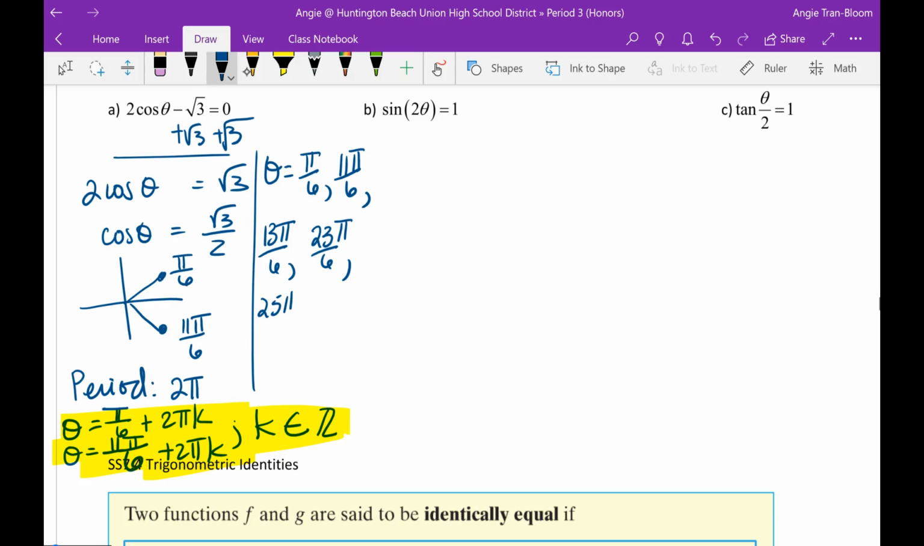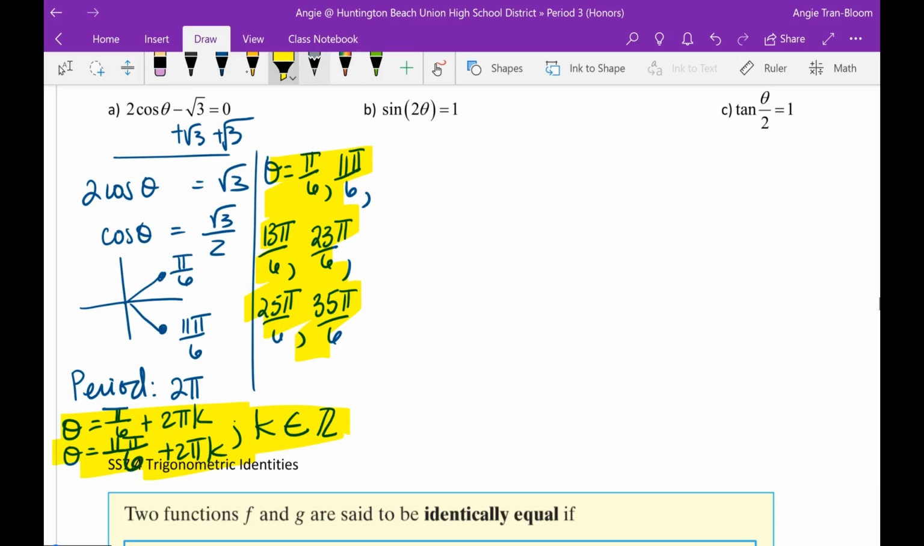13 pi over 6, comma, 23 pi over 6, that's 4. 2 more. 25 pi over 6, and is that okay? 37? 35? Okay. Remember we're adding 12, so that's 35. Okay. Can I box that up? All right, let's do B.